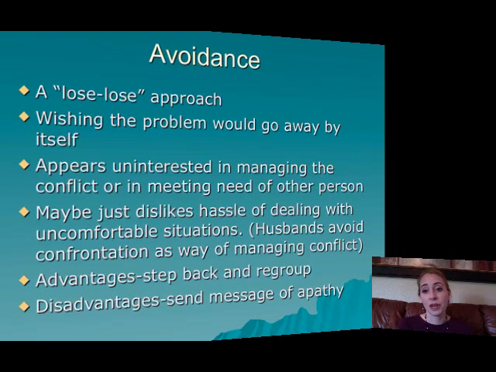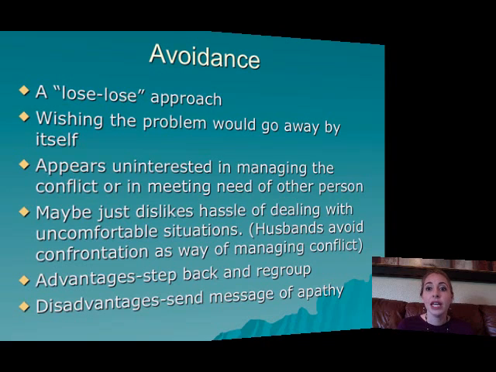But the example there, husbands avoid confrontation as a way of managing conflict. That is a very, very common marital issue, is that wives feel that husbands will just avoid. I've had a lot of women say to me, yeah, they just sweep it under the rug. Just pretend it's not there. And that's the way that they manage conflict.